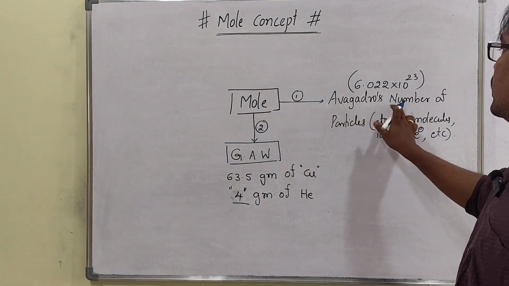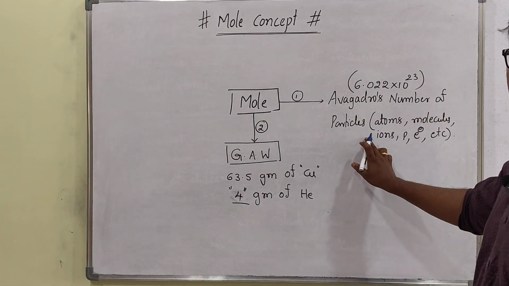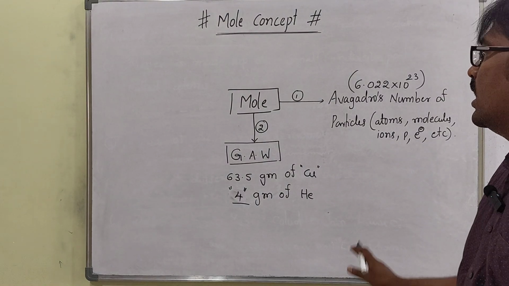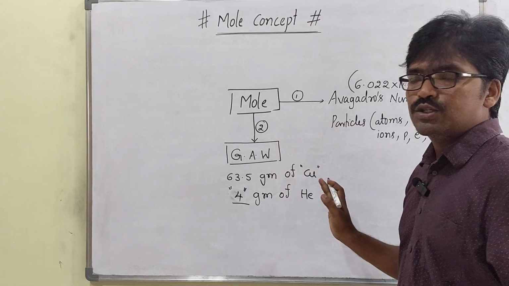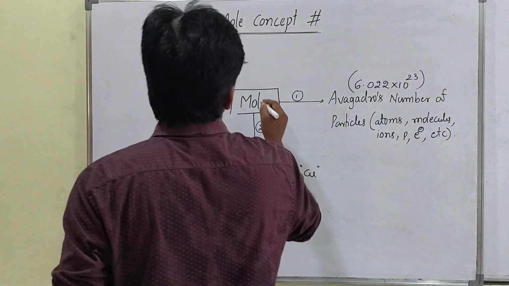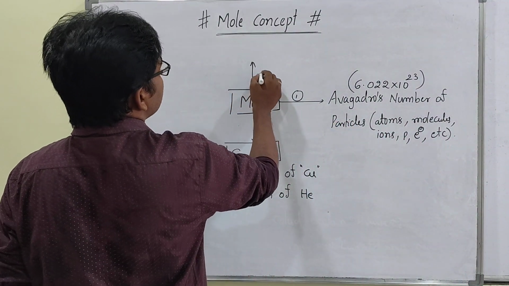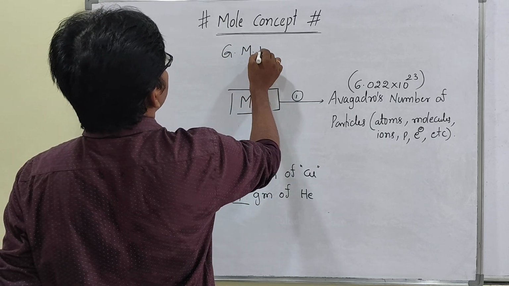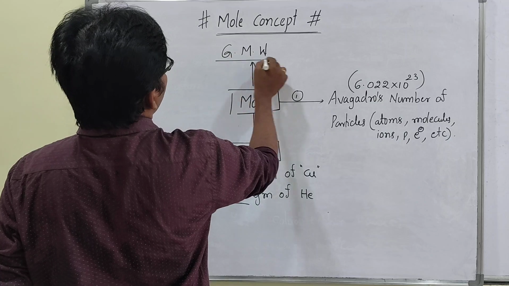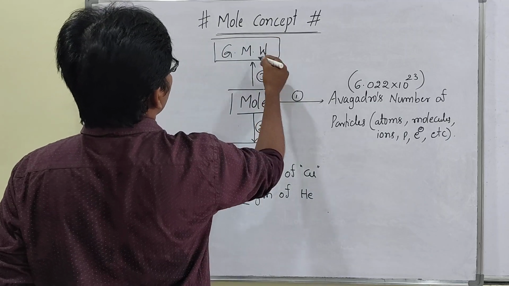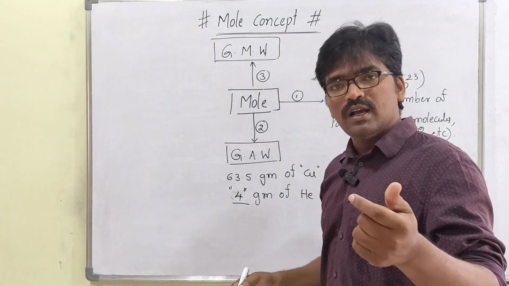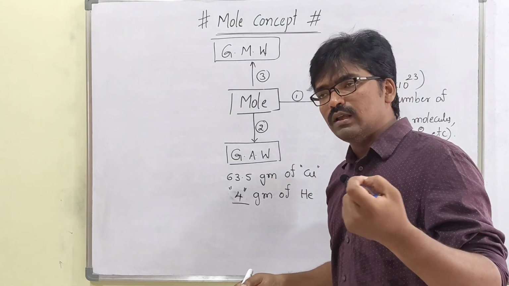Then Avogadro number of particles, any particles like atoms or molecules or protons or ions, whatever it may be, is equal to 1 mole. Avogadro number if you take. Then the third definition, that is gram molecular weight. What is the gram molecular weight? Molecular mass, when it is taken in grams, we call it gram molecular weight.